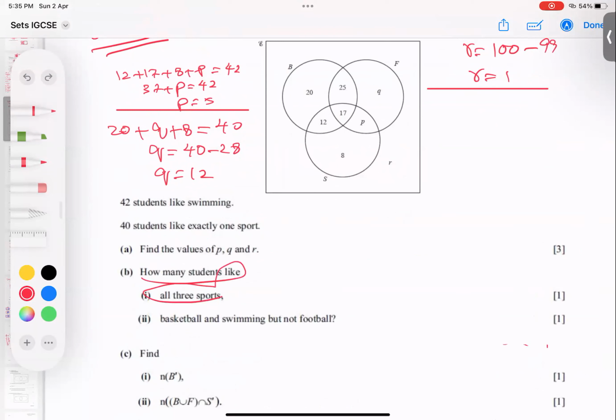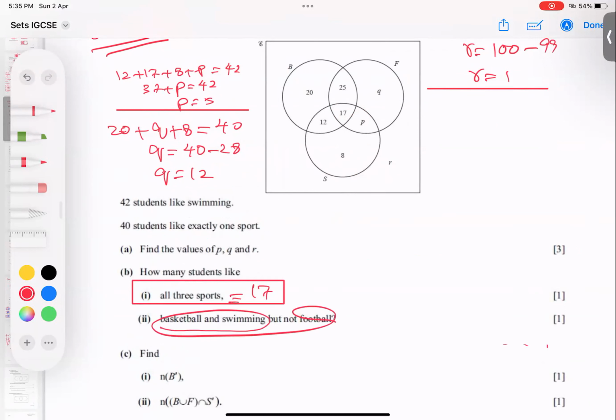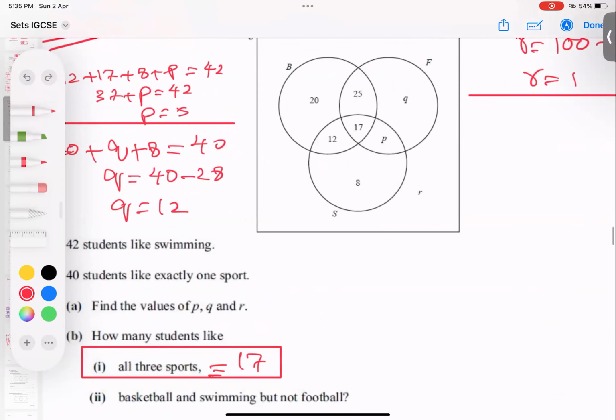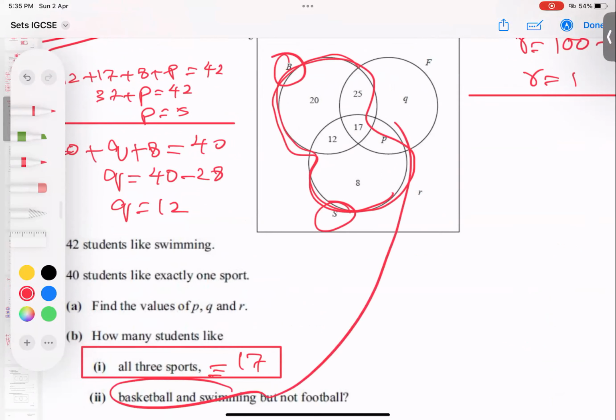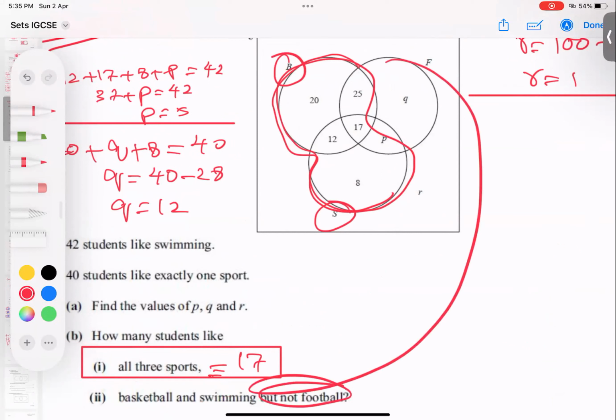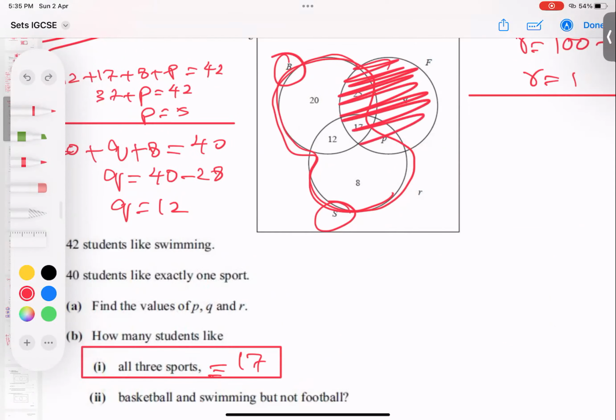How many students like 3 sports? So how many people like all 3 sports? 17 people. Alhamdulillah Rabbil Alameen, I believe it is not a hard job. Easy. But here: basketball and swimming, but not football. I repeat, basketball and swimming. Look here. Can you see basketball and swimming circles? Basketball and swimming mean both circles. But at the same time, he said it's not football. So football is gone, football is gone, football is gone. It means these 3 values. I hope the point is very, very clear.